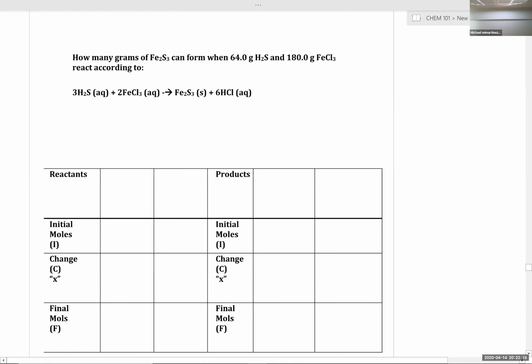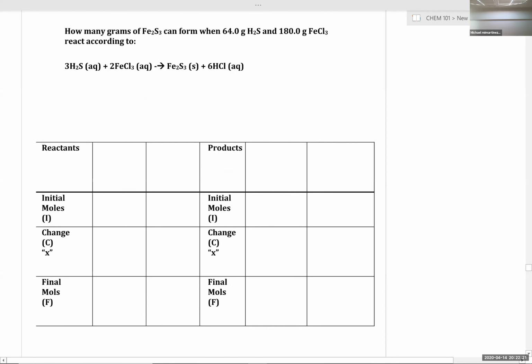Okay, so let's try to address the following problem. First things first, I'm going to write my reactants. So we have H2S and iron(III) chloride. So I'm going to write my reactants and I'm going to write my products.